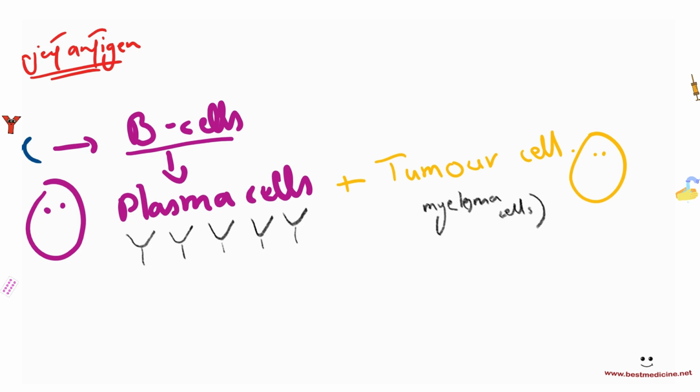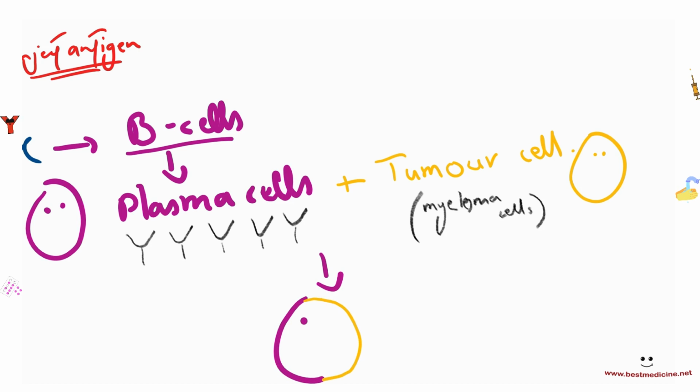Myeloma is a cancer cell. So myeloma cells are cancer cells of plasma cell origin, and we combine it with a plasma cell. Mix them together and we get something called a hybridoma cell, okay? Hybridoma cell. So we want to remember this. The end result we get is a hybridoma cell.